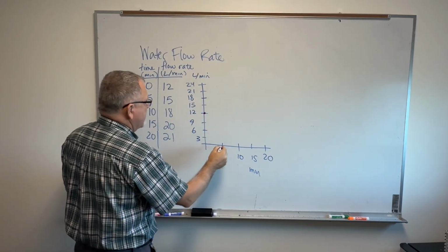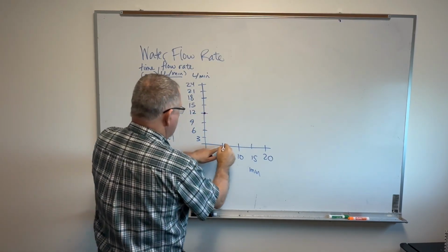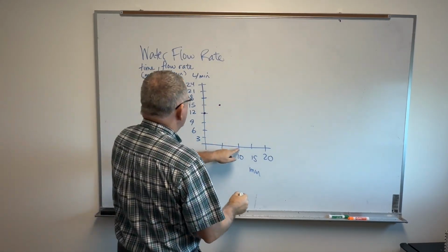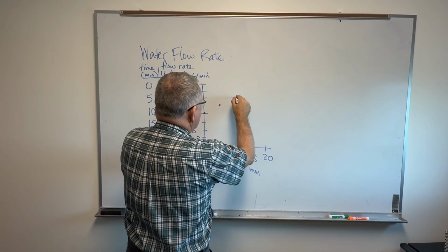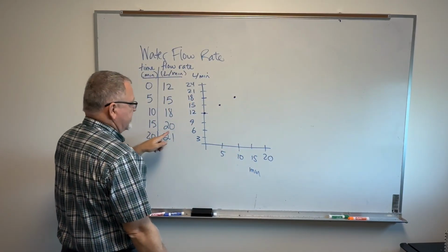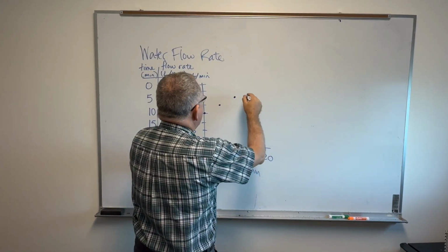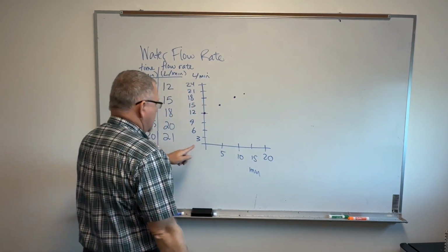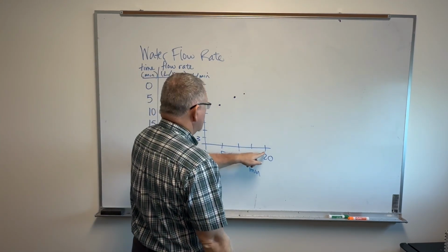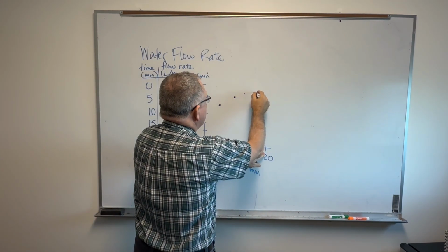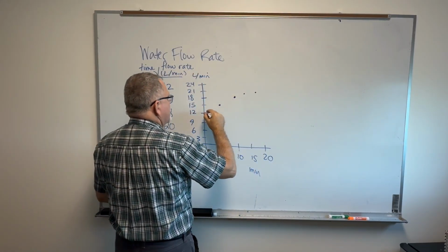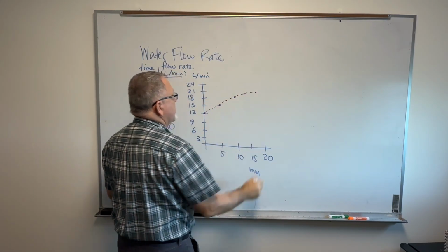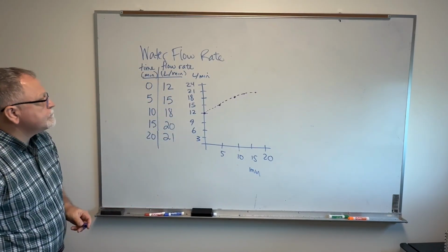At 5, I'm at 15. At 10, I'm at 18. At 15, I'm at 20, so just shy of that 21. And then at 20, I'm at 21, so just a little bit higher. I don't know exactly what it looks like, but this is my guess of the pattern we might be seeing in the flow rate.